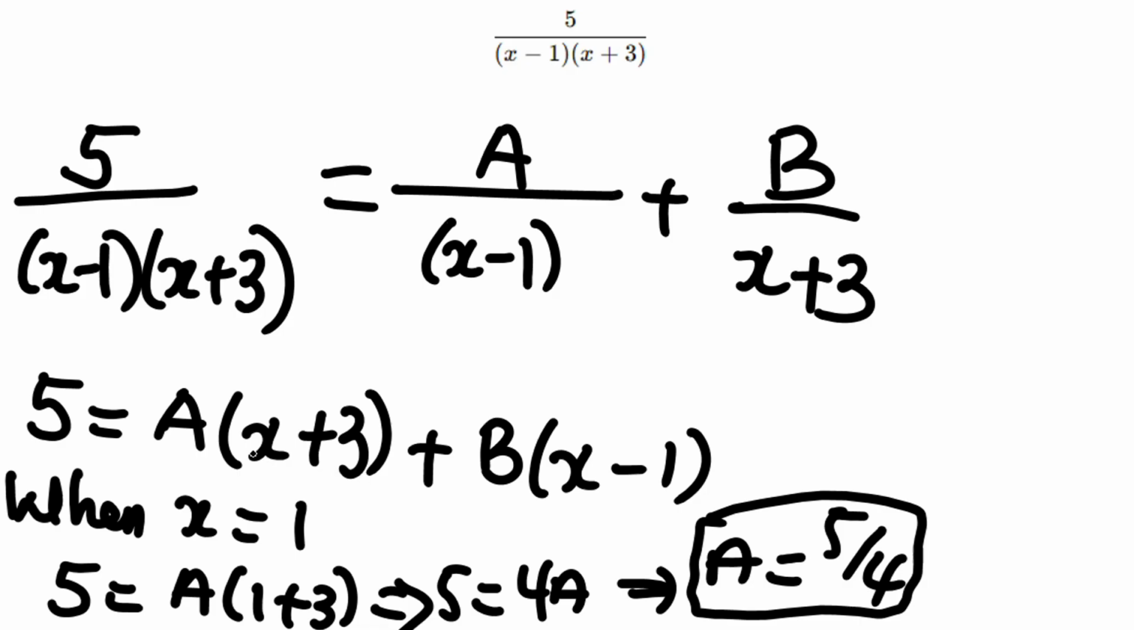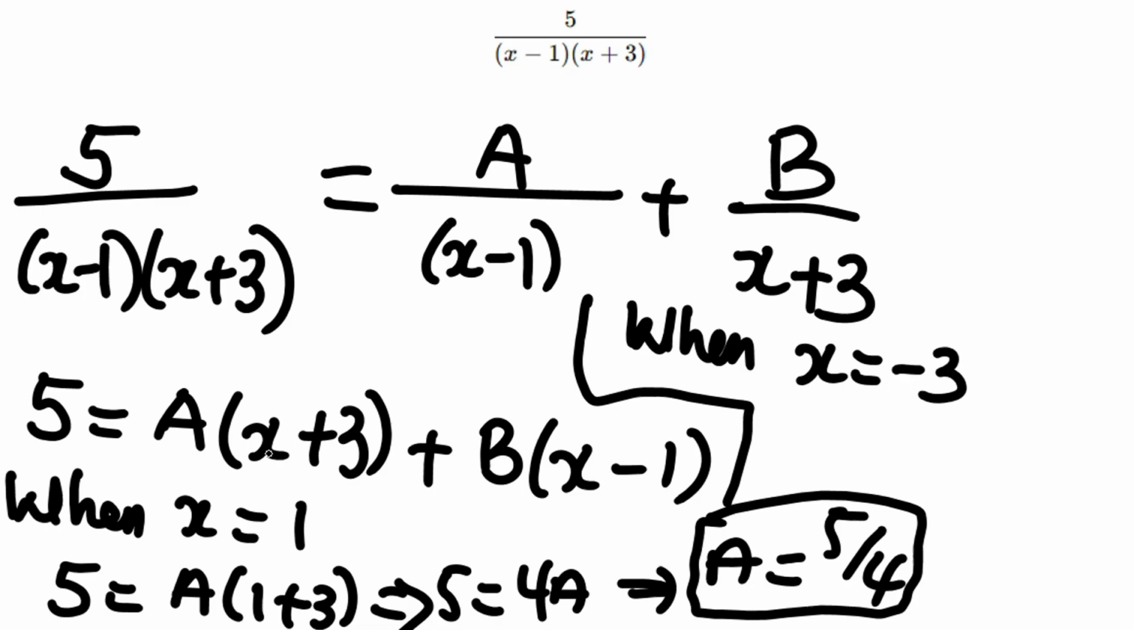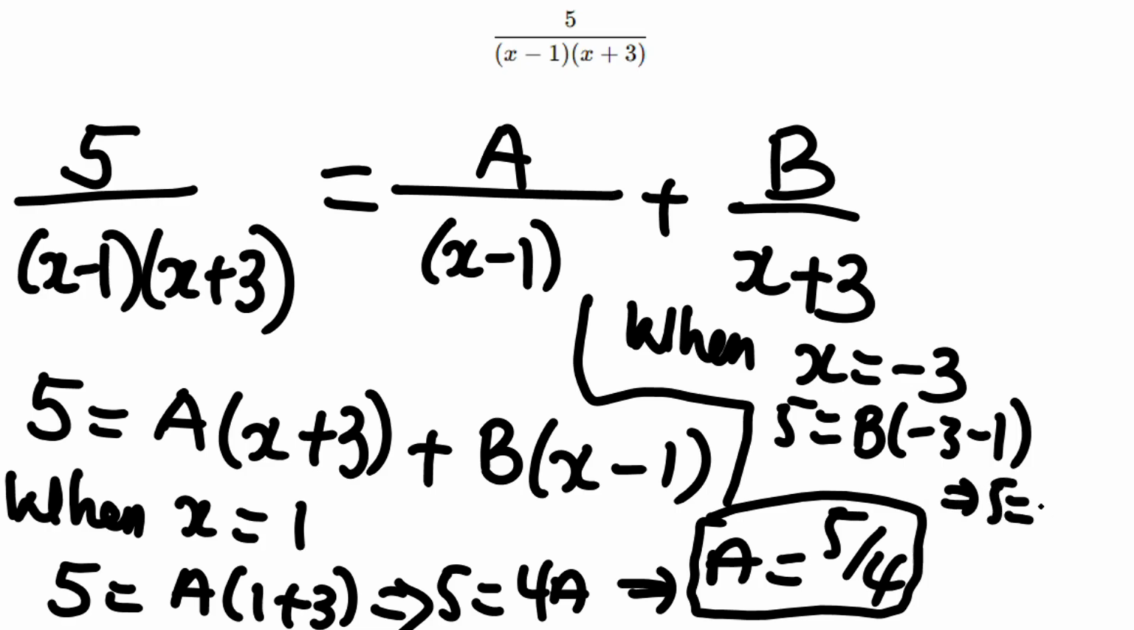The value for b, I need to cover up a. So for me to cover up a, I need to make this x to be negative 3. So let me say when x is equal to negative 3, right? When x is equal to negative 3, this guy will be gone. I'll have 5 equals b multiplying negative 3 minus 1. That will mean that 5 will be equal to negative 4b. So b is equal to negative 5 over 4, and a is positive 5 over 4.